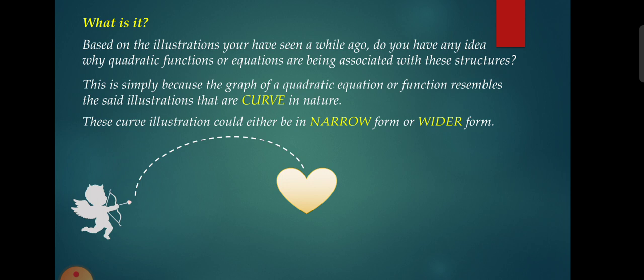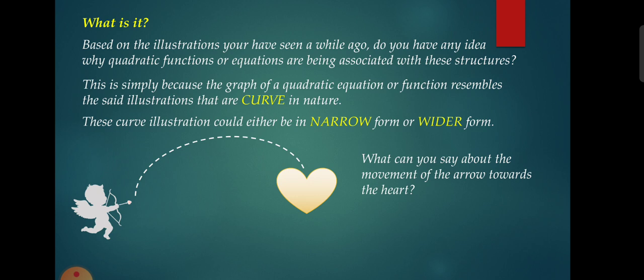So the same goes with the cupid, that the cupid is positioning his or her bow and arrow in an inclined position, about 45 degrees going up. So the travel of the arrow, once it is released, reaches a certain distance to hit the target object, which is the heart. So we can ask, what can we say about the movement of the arrow towards the heart? How is this movement of the arrow toward the heart related to our discussion on quadratic function?